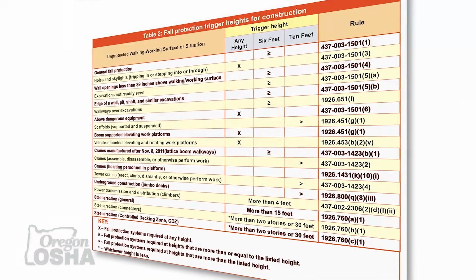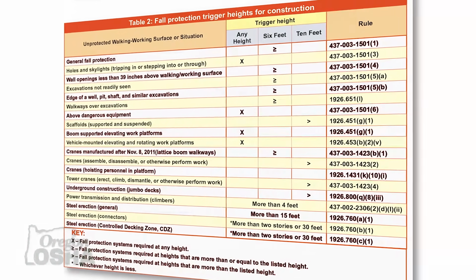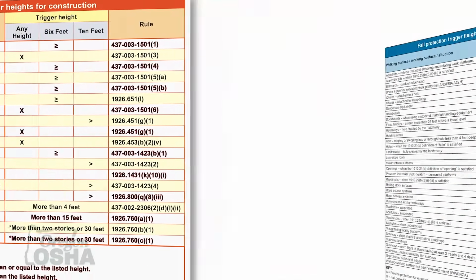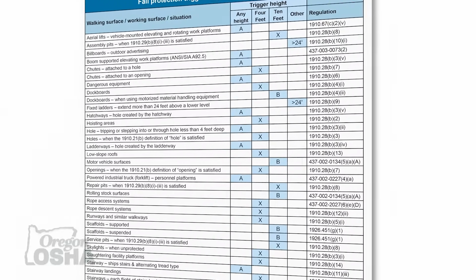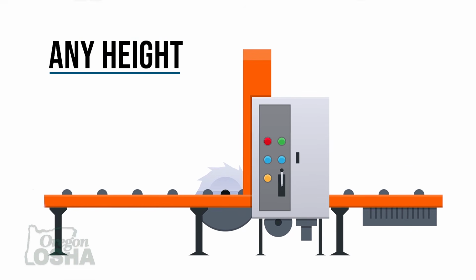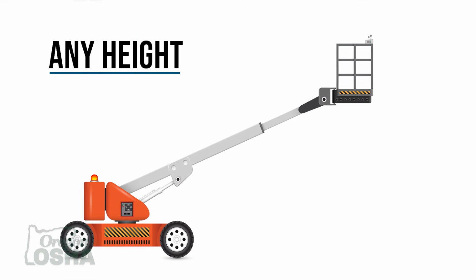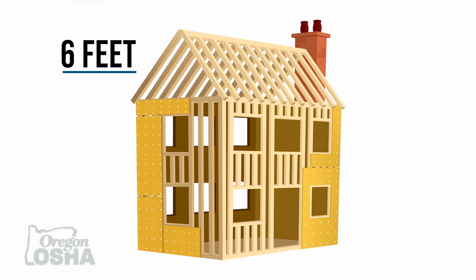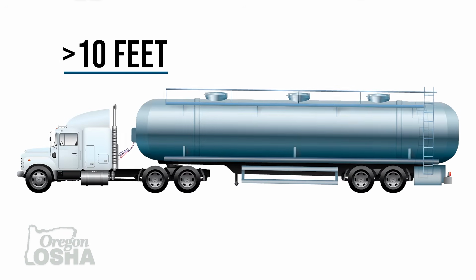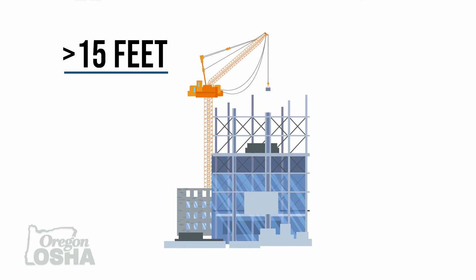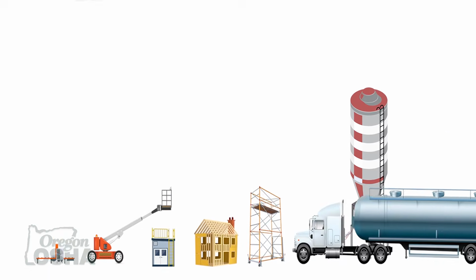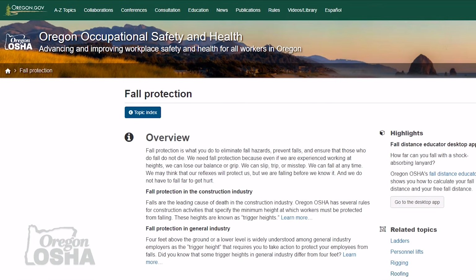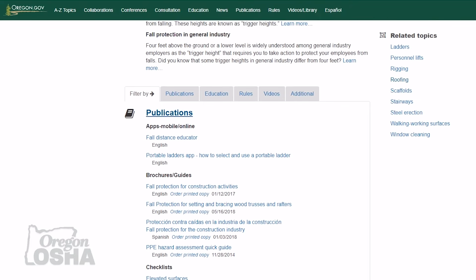Oregon OSHA enforces a number of different trigger heights. It's important that you identify the trigger heights that apply to your industry and the work being done, and then plan fall protection accordingly. Some of the more common trigger heights include working above dangerous equipment, aerial lifts, general industry, construction, scaffolding, motor vehicle surfaces, general steel erection, and fixed ladders. Oregon OSHA has many helpful resources to assist you with identifying the trigger height that applies to your job. Just click on the link below.